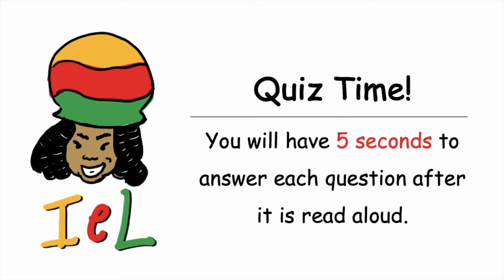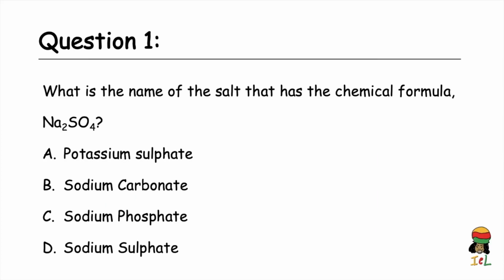It's quiz time. You have 5 seconds to answer each question after it is read aloud. Question 1. What is the name of the salt that has the chemical formula Na2SO4? A. Potassium sulfate. B. Sodium carbonate. C. Sodium phosphate. D. Sodium sulfate. The answer is D. Sodium sulfate has the formula Na2SO4.